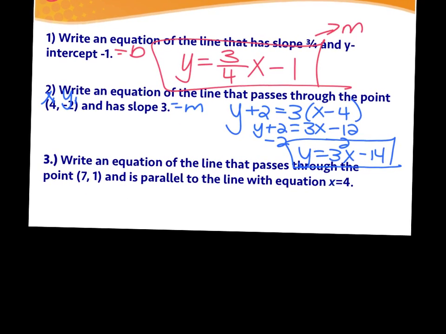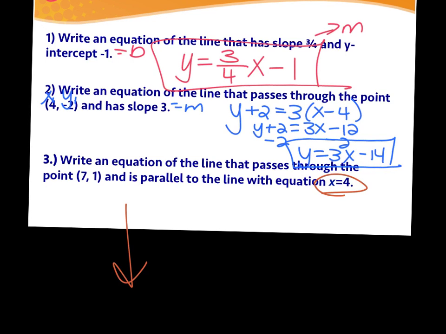Okay, 3 says write the equation of the line that passes through point (7, 1) and is parallel to the line with the equation x = 4. If it's parallel, then what's true about the two lines? Same slope, okay? So I would use this equation to get the slope, and in this case, x = 4 is what kind of a line? It's a vertical line. What's true about slope if it's vertical? Undefined, okay? So can you plug in undefined into an equation? No.